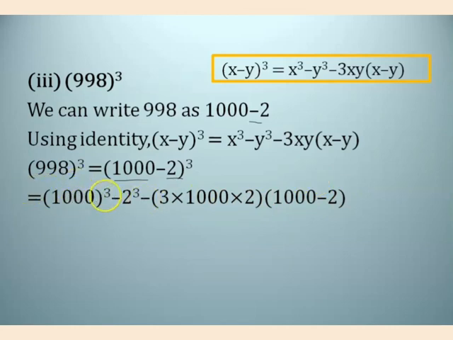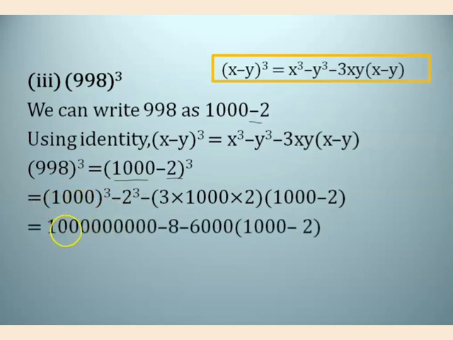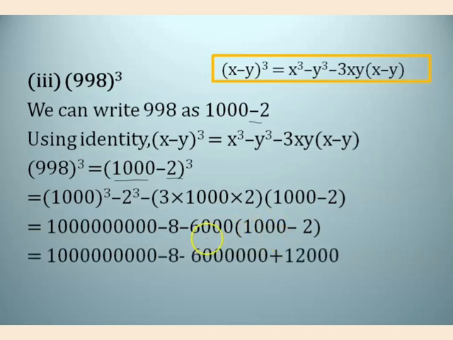So you have 3 zeros here, you have cube. So you have to write 9 zeros. Be careful while writing the zeros. You have 1, 2, 3, 4, 5, 6, 7, 8, 9. 9 zeros. 2 cube is 8. 3 into 1000 into 2 is 6000. 1000 minus 2. So in the next step, you are going to multiply 6000 into 1000. Have 3 zeros here, 3 zeros. So totally 6 zeros you have to write, plus 12,000. 6000 into 2 is 12,000. So after simplifying, you get the answer as 994011992.